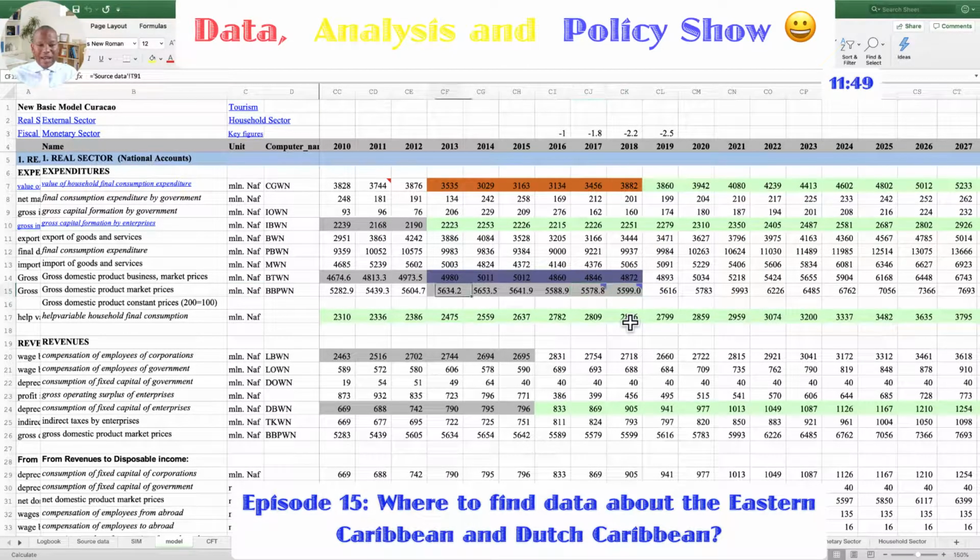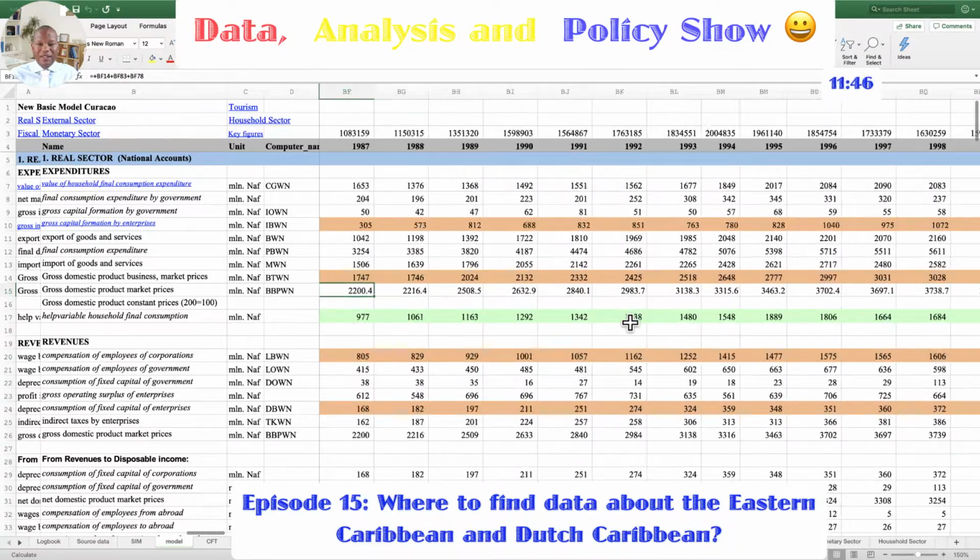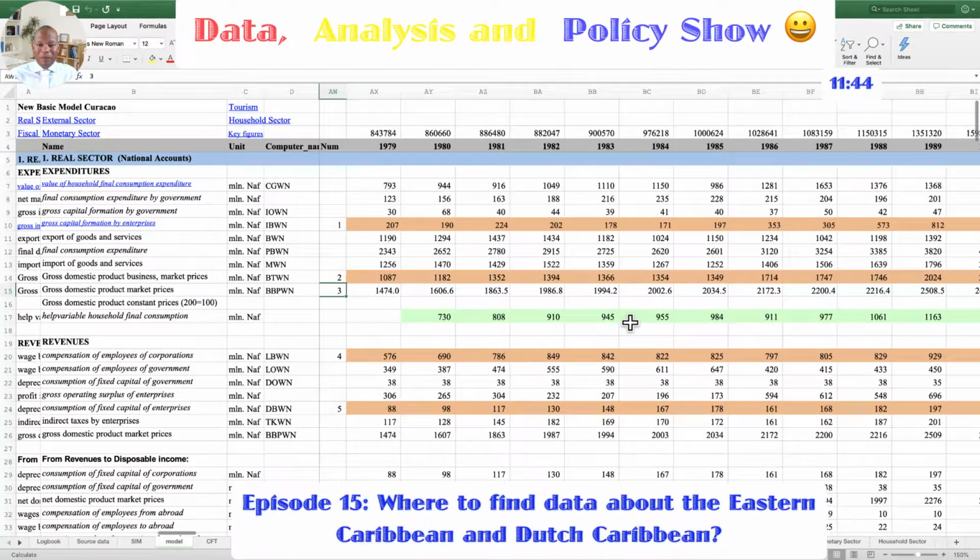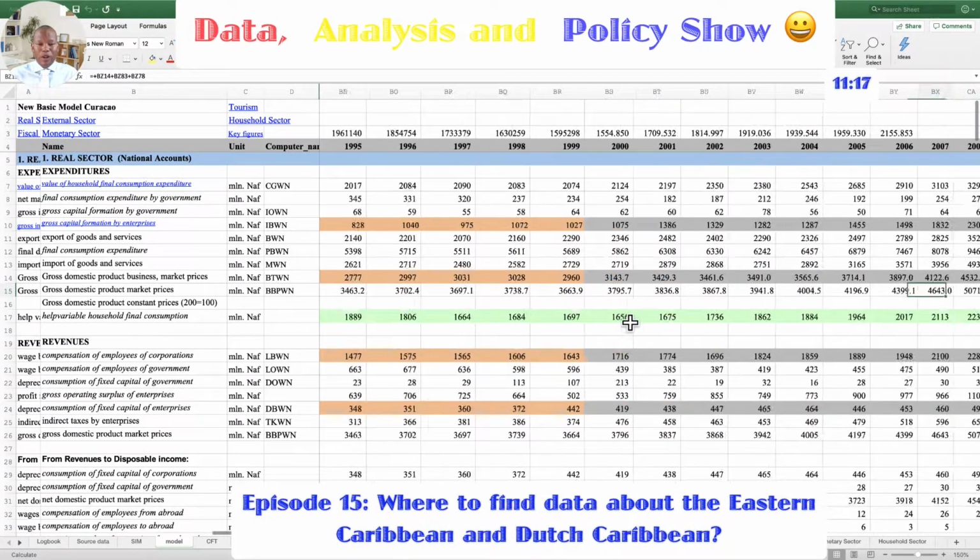Now, what was it in 1979? It was 1.4 billion. So these numbers, you have to take 3 digits after each comma, and then you will see it in billions. So this is the growth of the economy of Curacao in, let's say, 40 years. In 40 years, 1.4 billion to 5 point something billion.